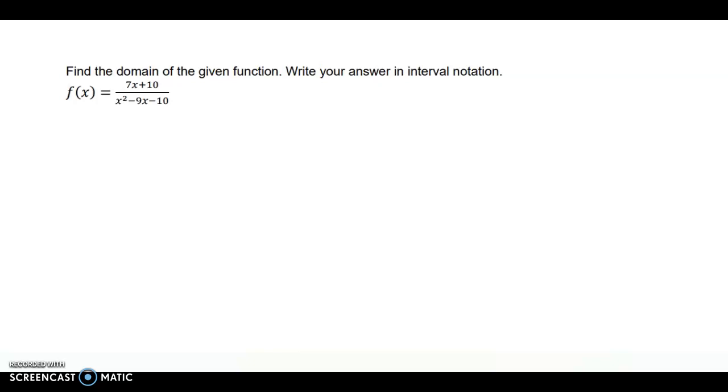What would give this function a problem? Well, because it's a fraction, if I get 0 in the denominator, that's a major problem. And so that's what we're going to look at, is where x squared minus 9x minus 10 equals 0, because this cannot equal 0. So let's go ahead and factor this to find the values where it does equal 0.